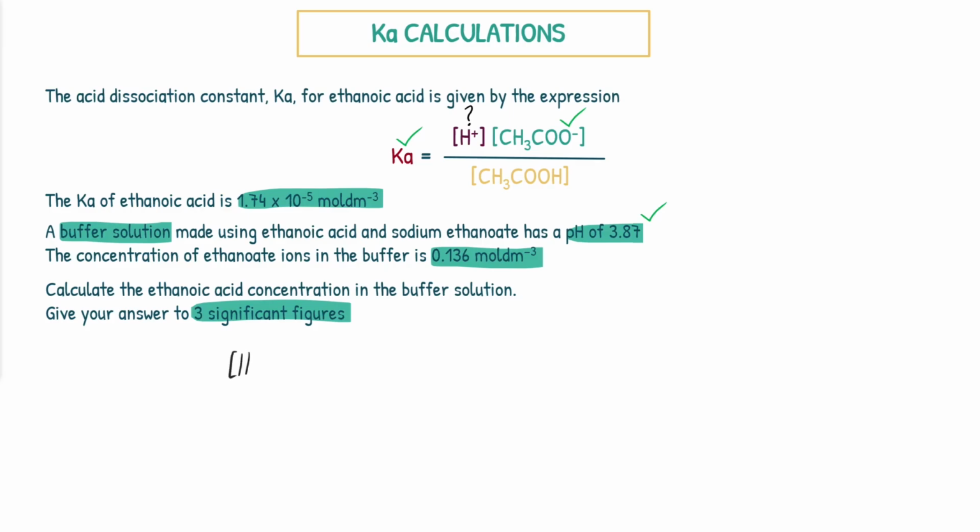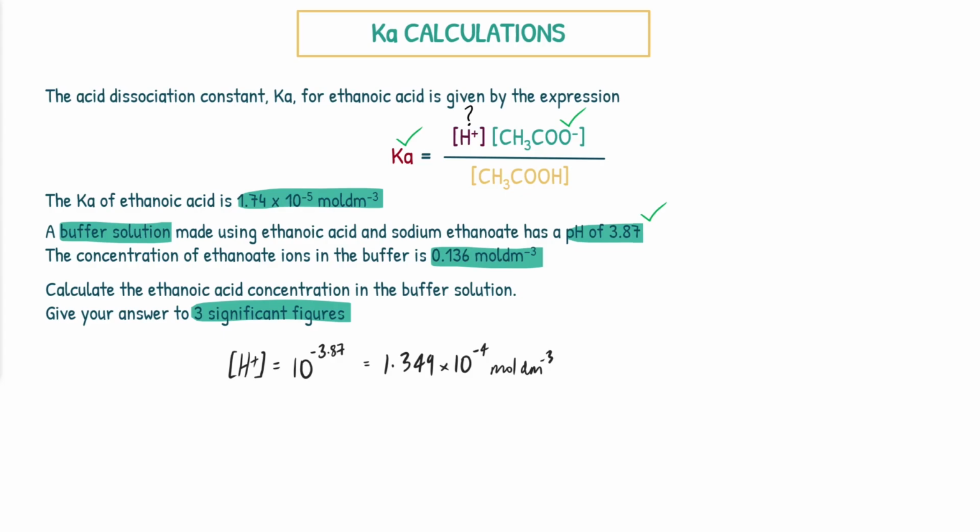So H plus ion concentration equals 10 to the power of minus, what is our pH? 3.87. Okay, so chuck that in your calculator and you're going to get an answer of 1.349 times 10 to the minus 4 moles per decimeter cubed. Okay, so that's our H plus. Now we have that variable as well.